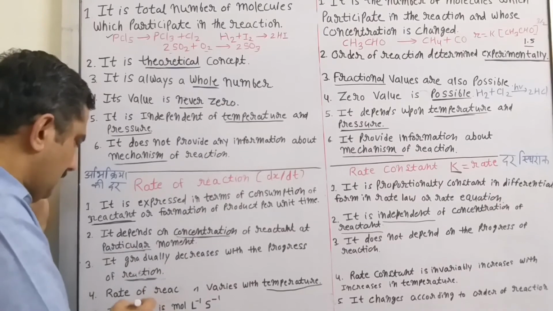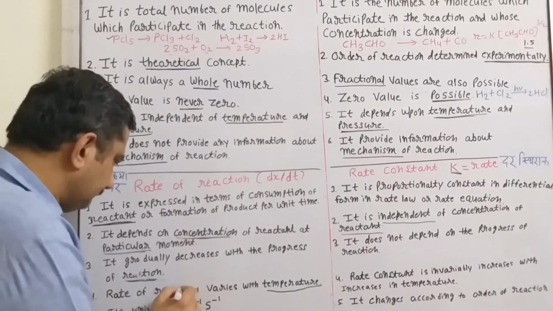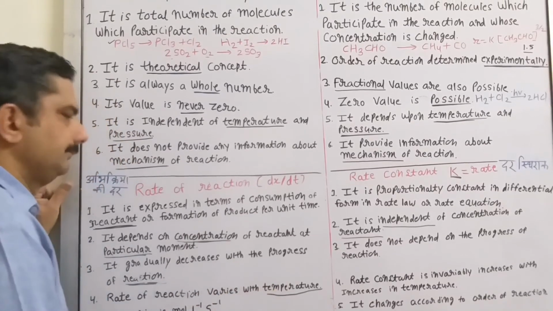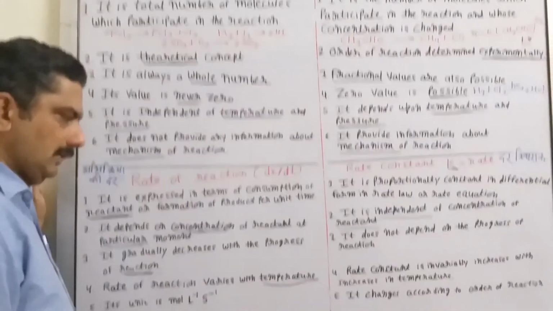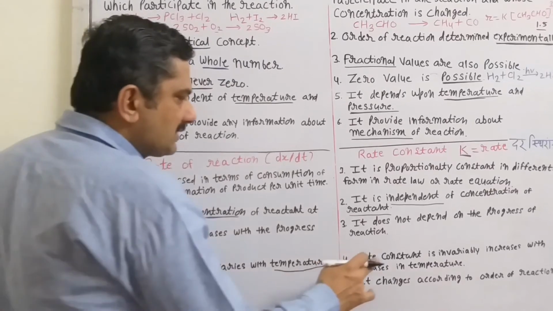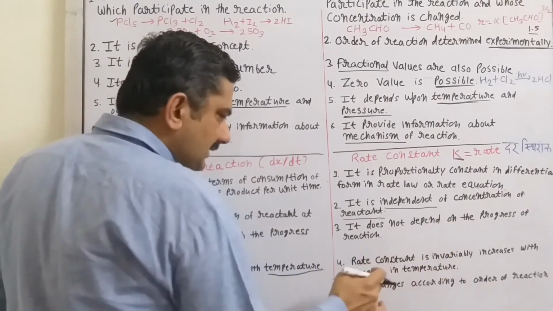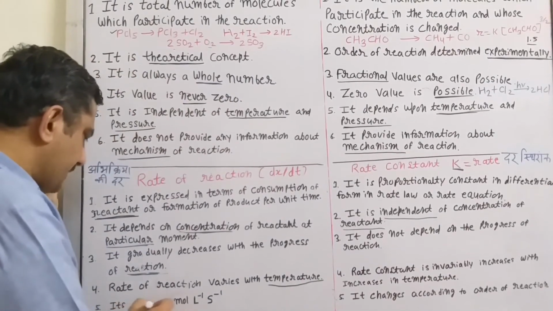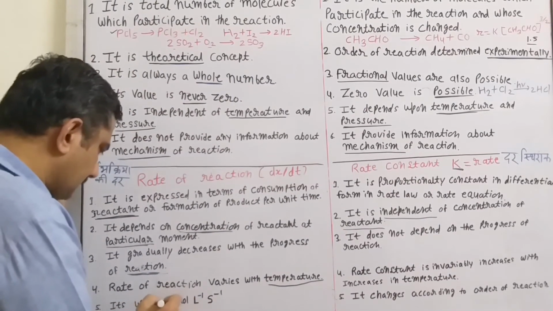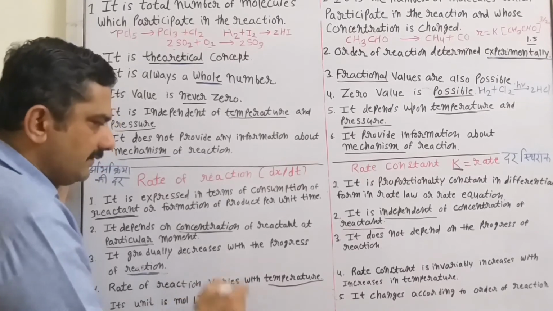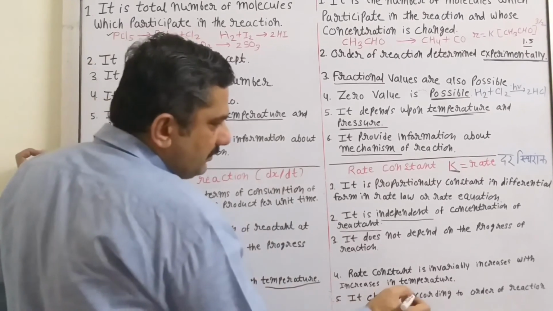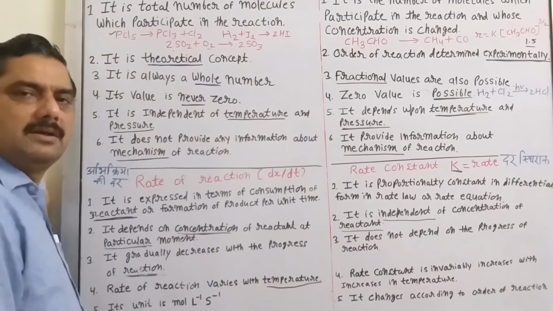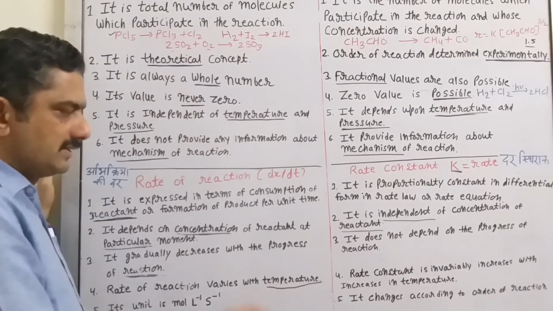Fourth one, the rate of reaction varies with temperature, while rate constant invariably increases with increase in temperature. Its unit is mole per liter per second. It changes according to the order of reaction. For first order reaction, it is different. For second, third, and zero order reactions, its unit changes.